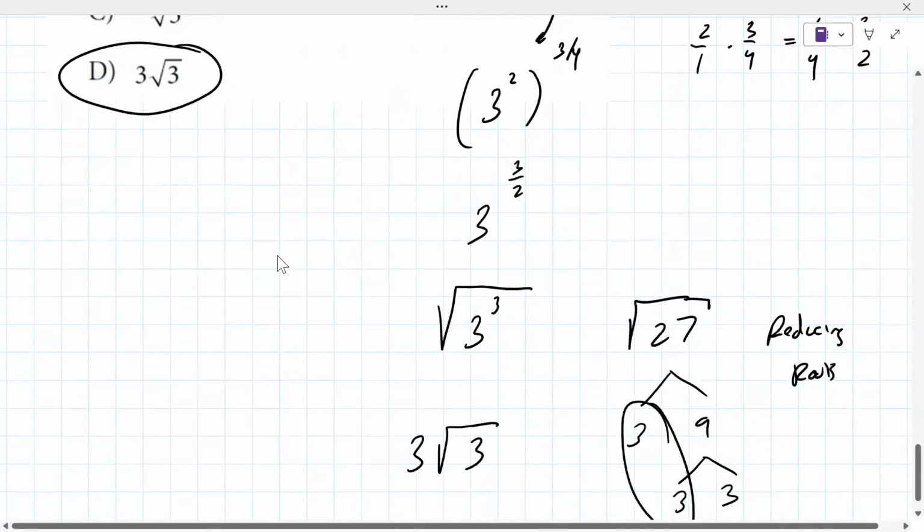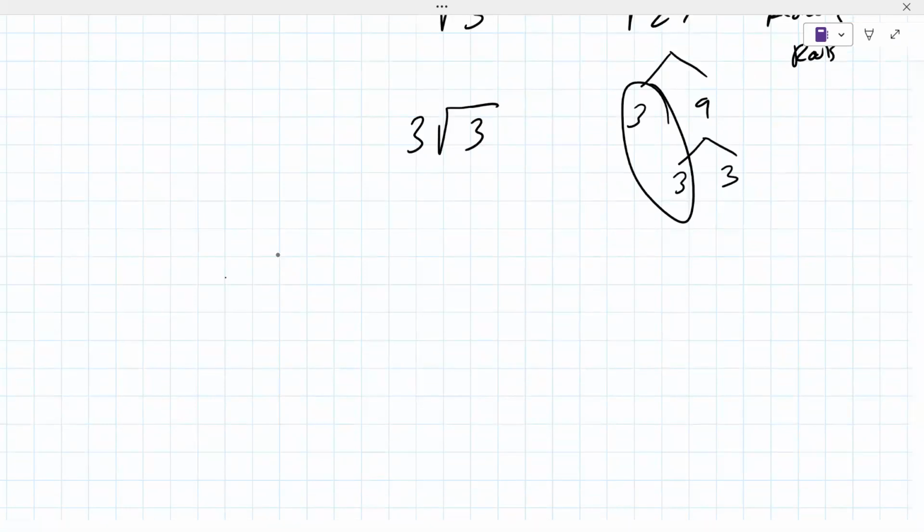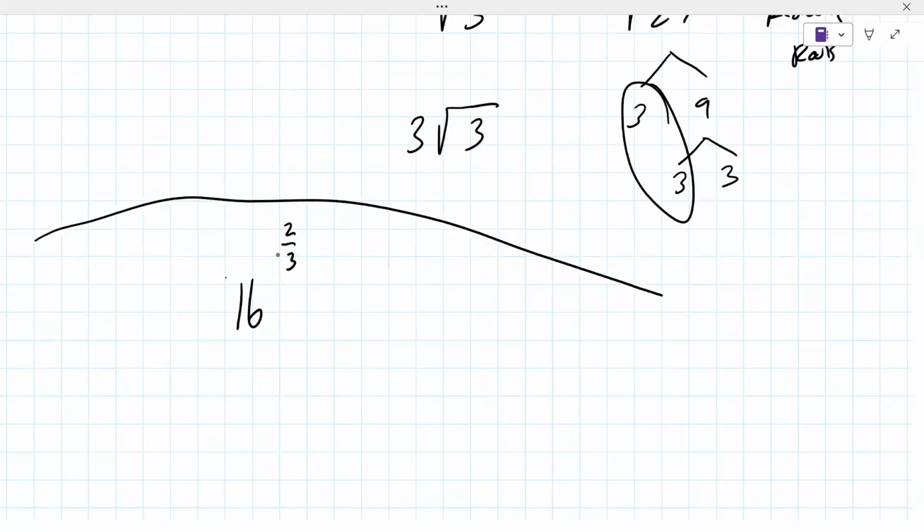Yeah. Let's try another one here. Let's try 16 to the 2/3 power. All right, so give that a try. There's no multiple choice. I'll be right back with you. Okay.